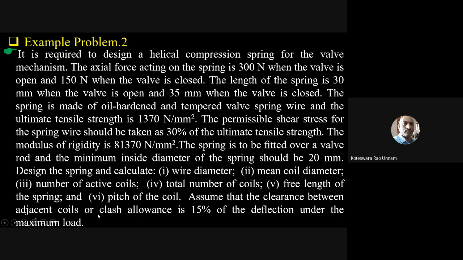Here this statement is different compared to the previous one. In the previous problem, we considered the gap between the extreme coils as 1 mm and found the total gap. In this problem, he has given that you need to take the clash allowance. That means the clash allowance is 15% of the deflection under the maximum load, so the total gap is 15% of your deflection under the maximum load. Instead of assuming the gap and then calculating the total gap, he has directly given a constraint, and we can use that condition to calculate the total gap.